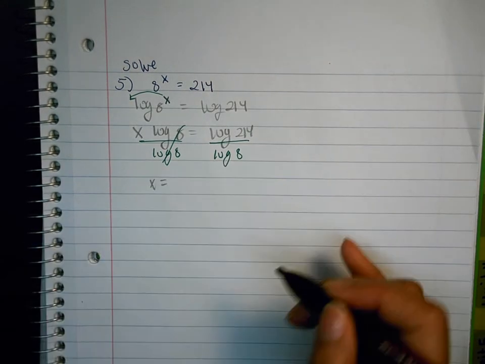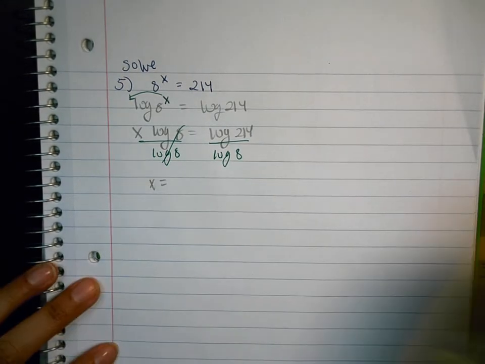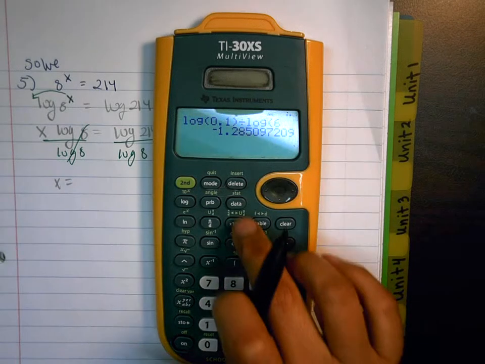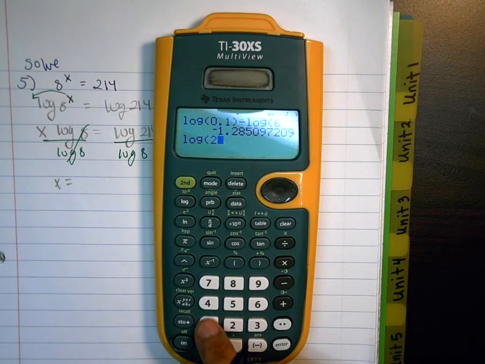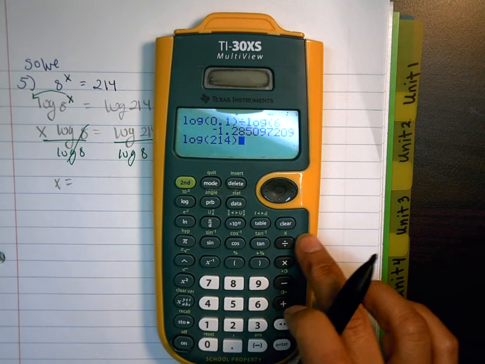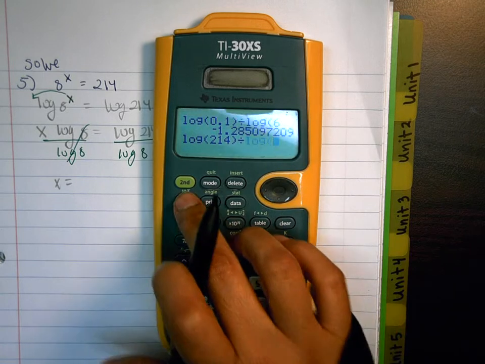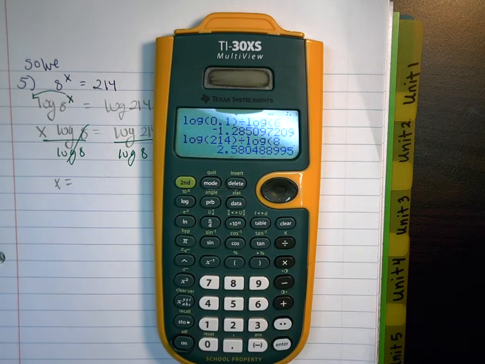X equals log of 214, log 214, close parentheses, divide by log of 8, and that gives me 2.580.